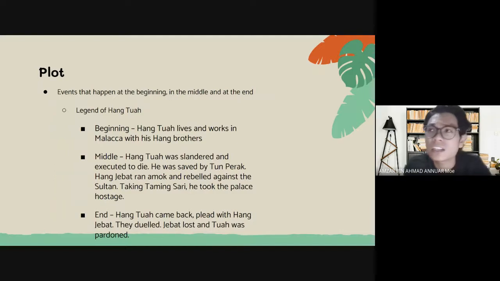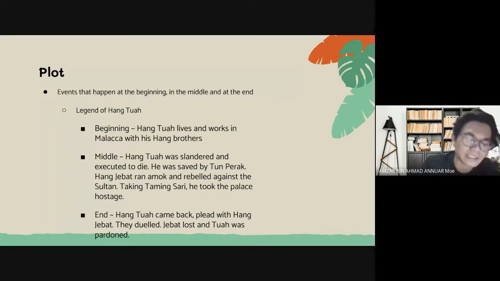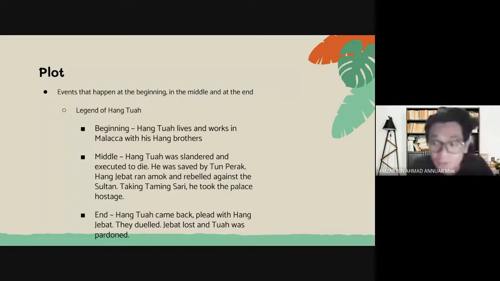Dia cakap, now, I want the Sultan. If you are unable to give me the Sultan, then I will kill everyone in the palace. Okay, macam tu. Okay. Next, at the end of the story, Hang Tuah came back. Even though he is supposed to be in hiding because he is supposed to be dead, dia sepatutnya bersembunyi sebab sepatutnya dia dah mati. Tapi sebab no other people can best Hang Jebat, tak ada yang boleh menentang Hang Jebat. So, Hang Tuah terpaksa datang semula, hidup balik.